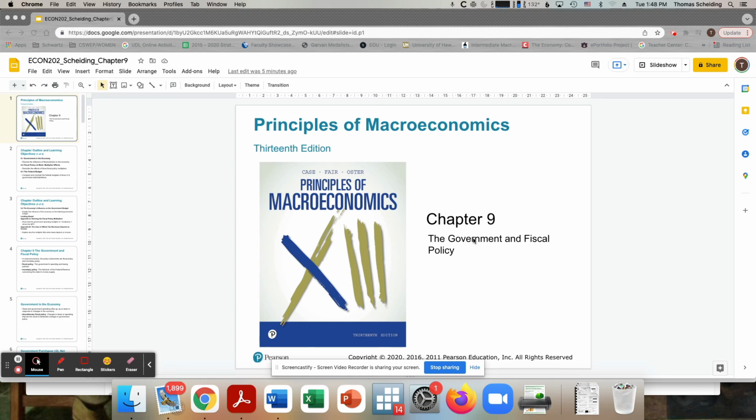In this chapter, we look at the government's role in managing the economy. And whenever the government gets involved in managing the economy, we call that fiscal policy.